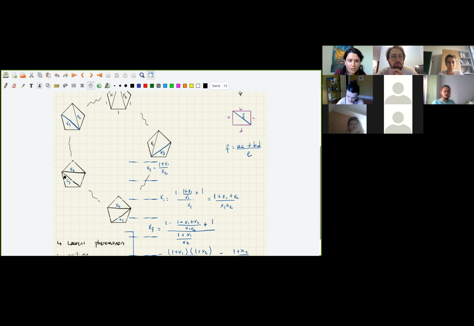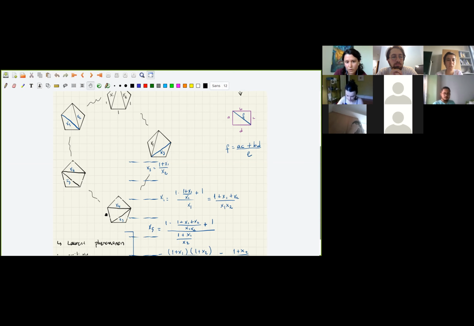Okay, then I continue. This will be the last diagonal I will get. So if I flip this x3, I get x5. This is a new diagonal. And x5 will be described as follows. So I look at this quadrilateral.